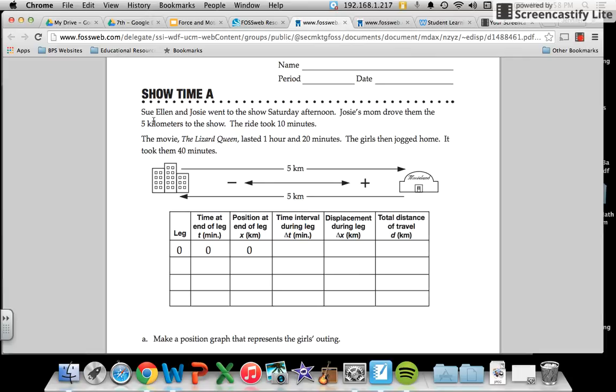For example, they went positive 5 kilometers to the show and negative 5 kilometers from the show. And then your total distance can never be negative. It can only be positive. So they went 5, they didn't move, it continued to be 5, and they came home 5, so they went a total of 10.